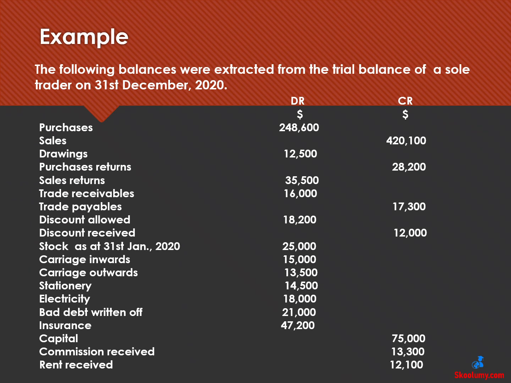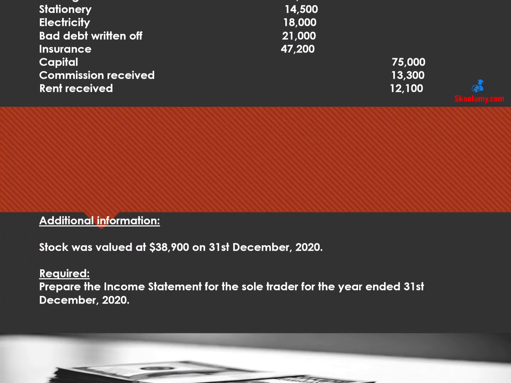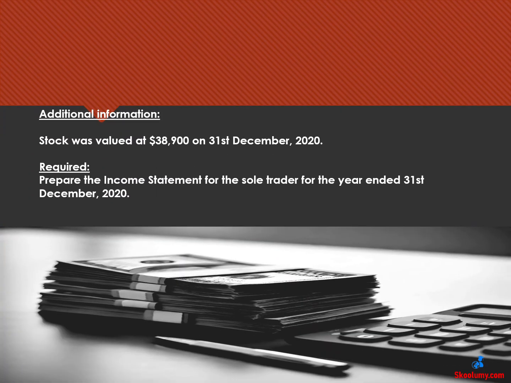An example. The following balances were extracted from the trial balance of a sole trader on the 31st of December, 2020. Additional information. Stock was valued at $38,900 on the 31st of December, 2020. Required. Prepare the income statement for the sole trader for the year ended the 31st of December, 2020.